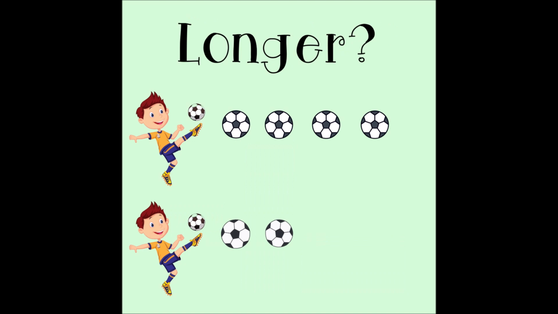Our last picture has a boy named Tommy who's kicking a soccer ball. Which one of the soccer balls is longer than the other row? Can you see the different lines and count the soccer balls? Which line is longer? Did you say the top line? Well, you're right again. The top line is a longer line of soccer balls than the bottom line.